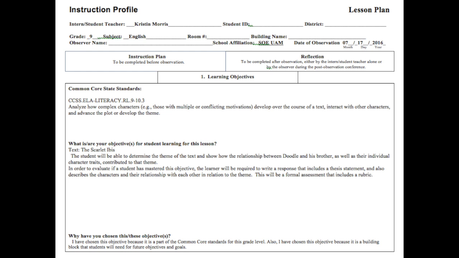I made this lesson plan for 9th grade English literacy, and my Common Core standard is to analyze how complex characters, those with multiple or conflicting motivations, develop over the course of a text, interact with other characters, and advance the plot or develop the theme. So I chose the short story The Scarlet Ibis by James Hurst to use to target these objectives.